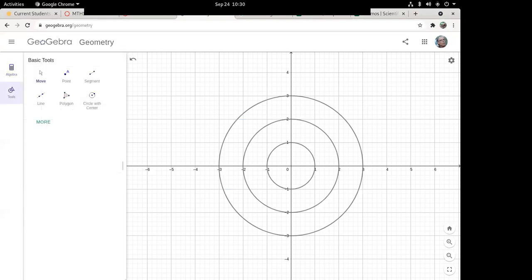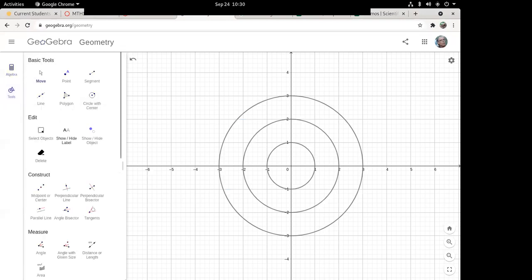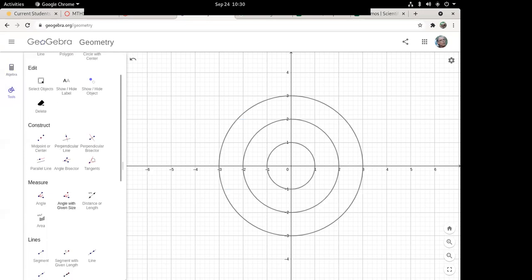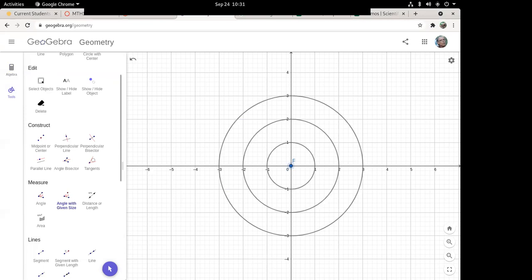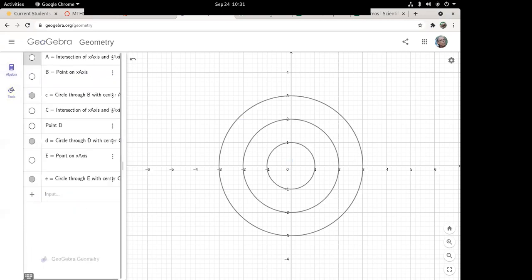Okay, so tools, more, somewhere here, remember, angle of a given size. Let me try that here. It says select a leg point, a vertex, and then enter the size. Okay, so a leg point, the vertex of the angle. So a leg point would be, say, out here. Vertex would be where I want to rotate around. Oops, why didn't that work? Didn't think I picked a point. Okay, that's because I hid my points. Let's show my points here. Okay, so I got a bunch of points there.